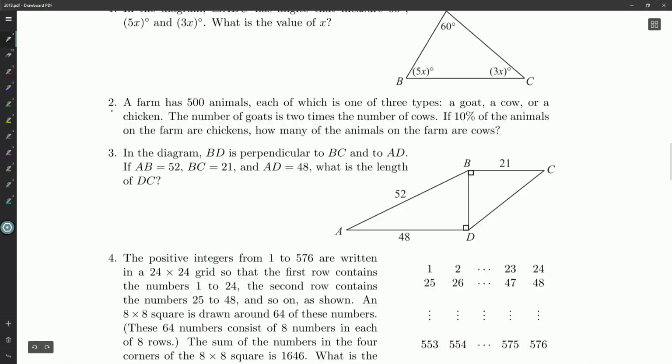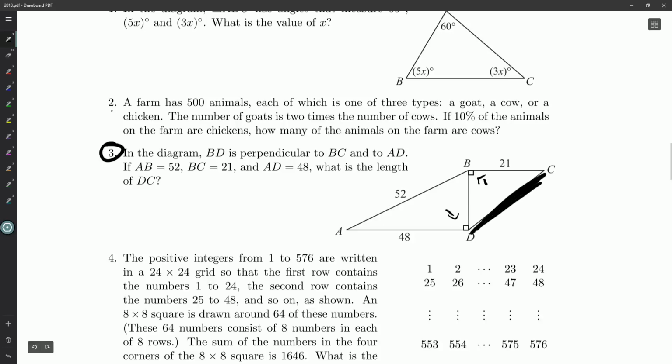Root Beer here with question number 3 on our 2018 CIMC paper. Okay, so A3: in the diagram, BD is perpendicular to BC and AD. They've shown that in their diagram there. AB is 52, BC is 21, and AD is 48. What is the length of DC?